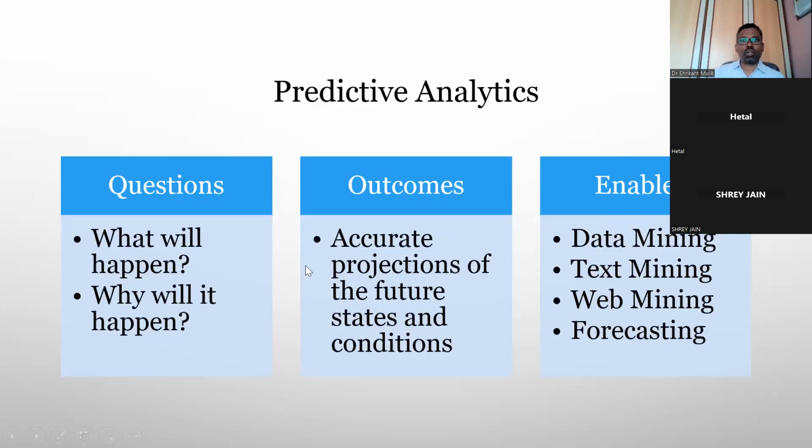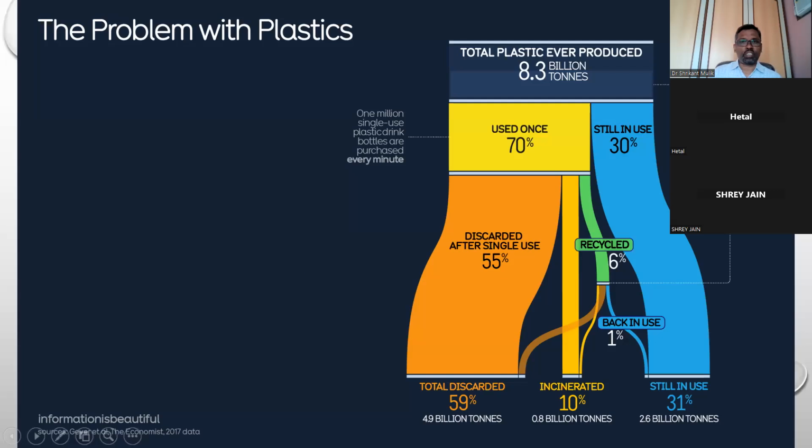For example, this is one example I've given, and there are many examples where you want to just tell people that, out of whatever plastic getting produced, how much is actually used or how much is discarded. You can always tell the numbers that 59% is discarded, 10% is incinerated, 31% is in use, and 6% is recycled only. All right. So you could tell those numbers and people may get some idea from it.